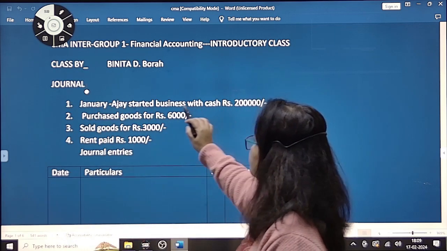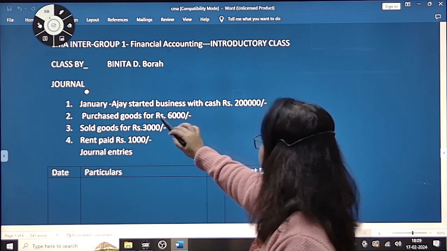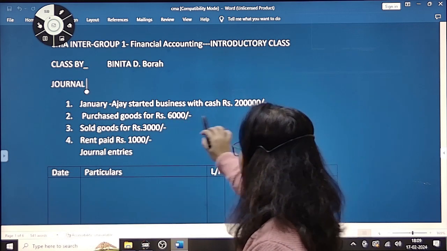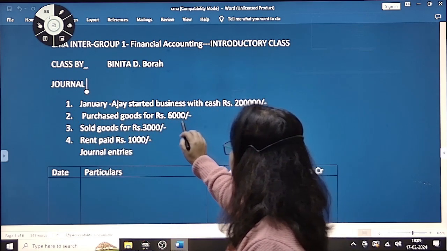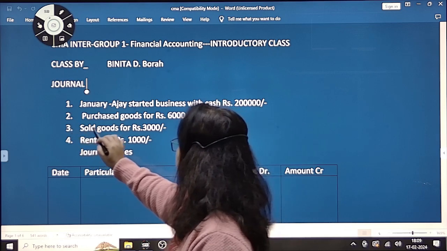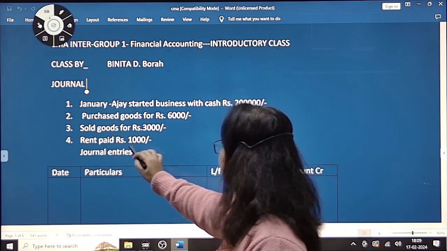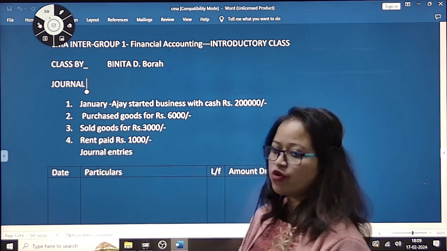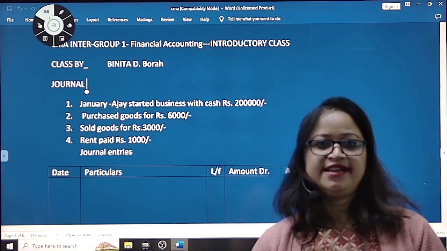So here the proprietor is Ajay, and he has started business on January 1st with cash rupees 2 lakh. The second transaction is purchase goods for rupees 6,000 to resale. Third one is sold goods for rupees 3,000, and on 4th January, rent paid rupees 1,000. So these are the 4 transactions, and we'll now give journal entries.